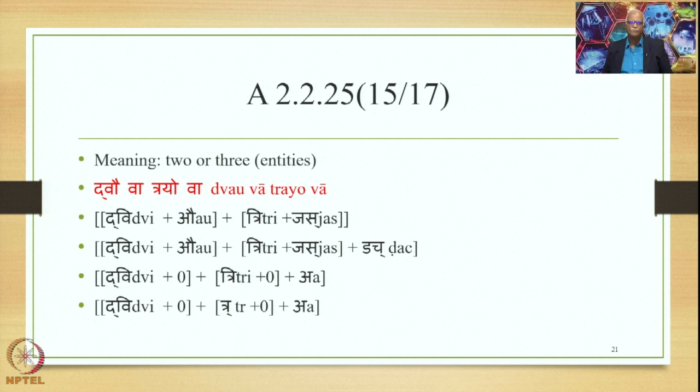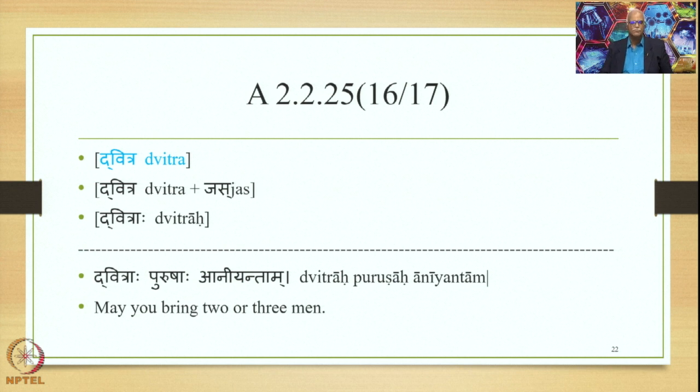And then we have the i of tri, which is a ti part, which gets deleted because of yasya ti cha. And so we have dvi plus 0 plus tr plus a. And finally we get the form dvitra, which is the finally derived compound output. Then we add the suffix jas to this dvitra, which gives us the form dvitraha, which means two or three. So the sentence used is dvitraha purushaha aniyantam. May you bring two or three men. Dvitraha purushaha aniyantam.